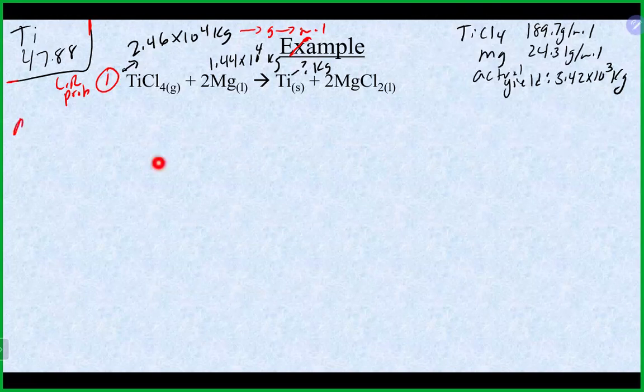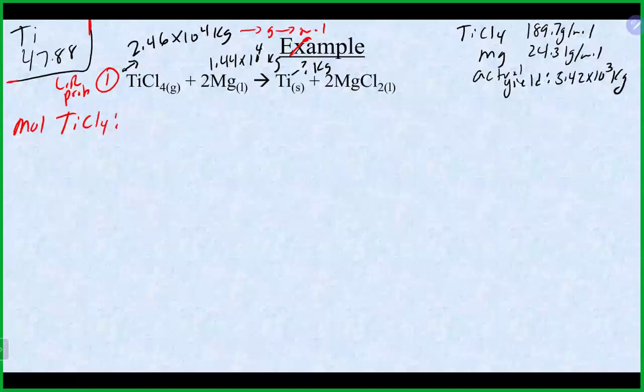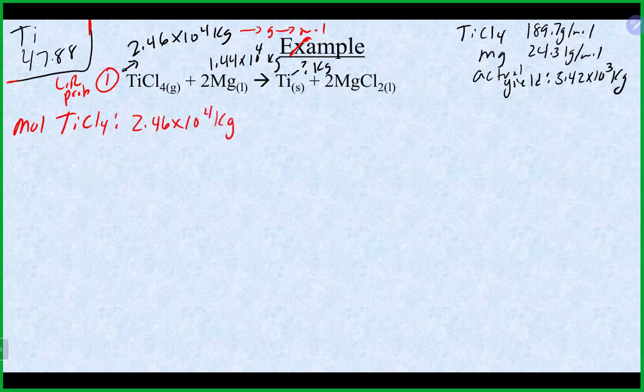So my moles of TiCl4. Here, though, we are not starting in grams. We are starting in kilograms. So we do have to do an extra conversion there. We want to take our kilograms to grams. So in 1 kilogram, there's 1,000 grams. Kilograms will cancel. That's going to be grams.